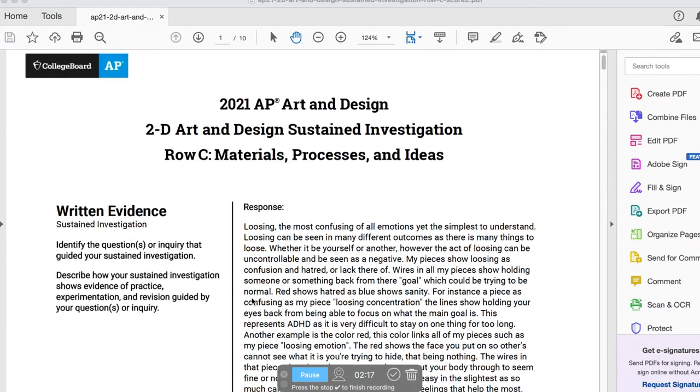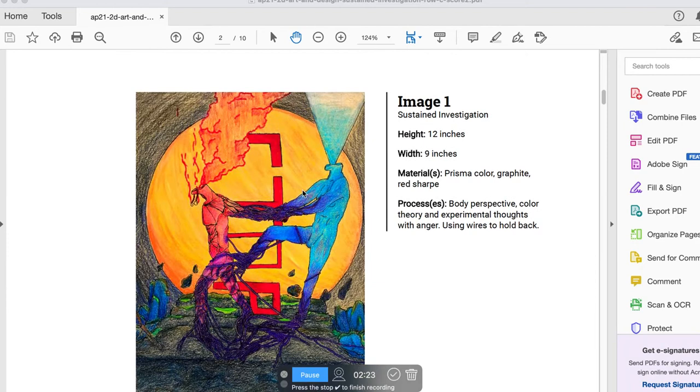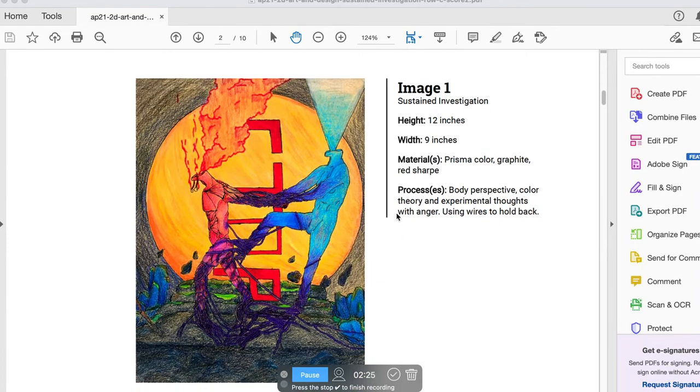Let's look at the work. Remembering this score is going to be focused on materials, processes, and ideas. And so that part is where we're looking at this writing really comes into play: what did you tell us your materials were, your processes, and then we're looking at your visual ideas, and do they all come together? Do they all feel intentional and connected?